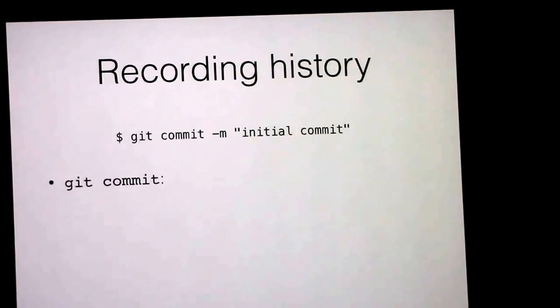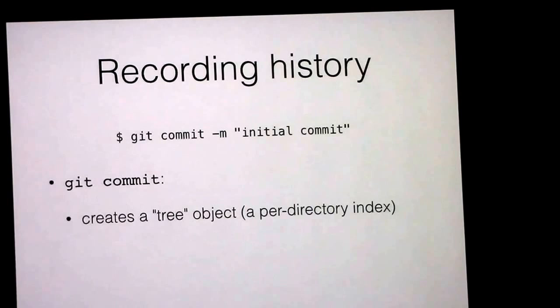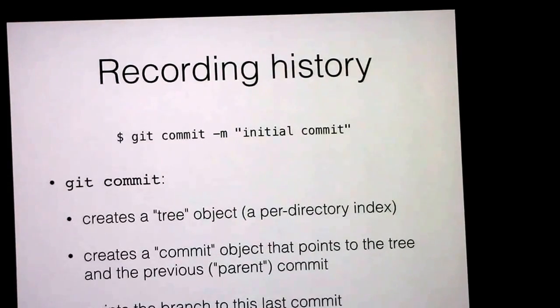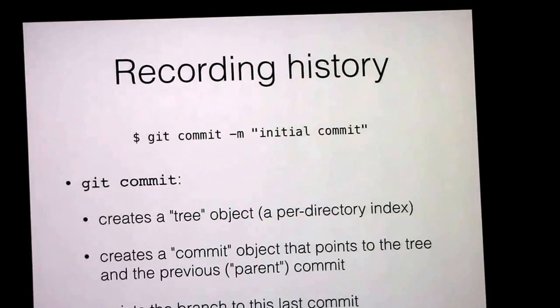So commit does a couple of things. It creates a tree object, which is like a per-directory index. It creates a commit object that points to that tree and to the previous parent commit. And it points the branch to this last commit. It works a lot like how our DBC shell works.